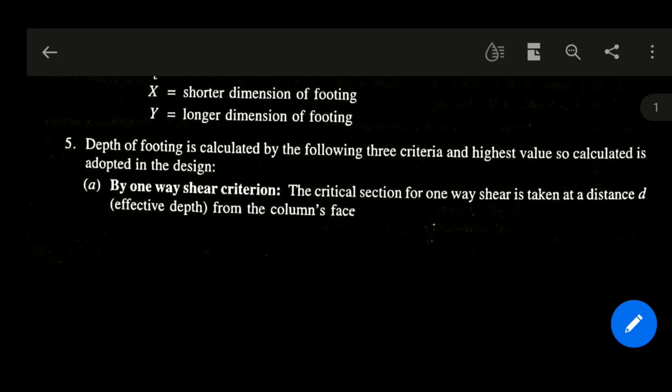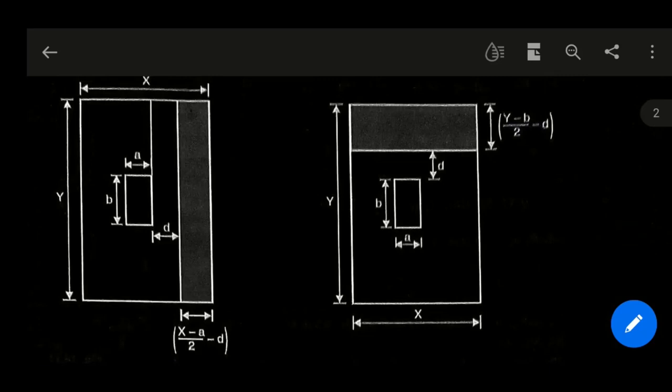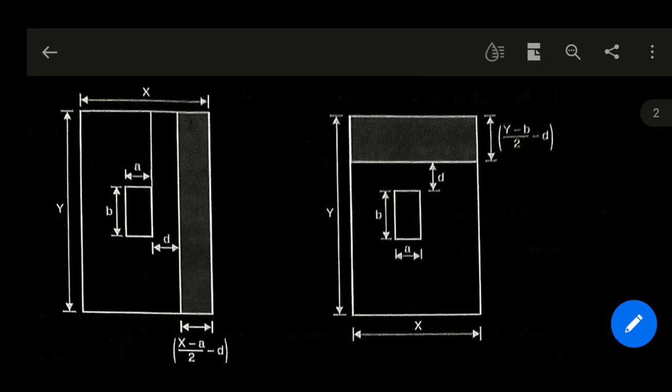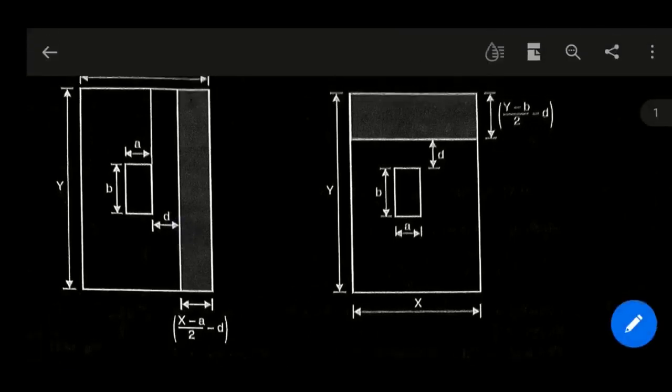The critical section for one-way shear is taken at a distance d, that is the effective depth, from the column face, just like this. One-way shear can occur either along the long axis or along the short axis, the longer direction or the shorter direction. We have to check both of them. The critical section where the shear occurs is at a distance d from the outer face of the column, as you see in the image, in both cases, for longer direction one-way shear and shorter direction one-way shear.